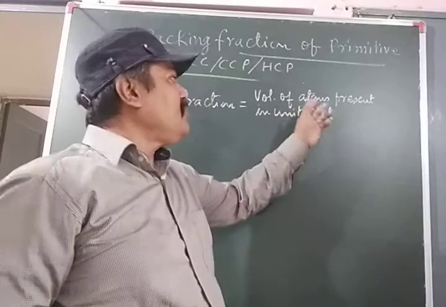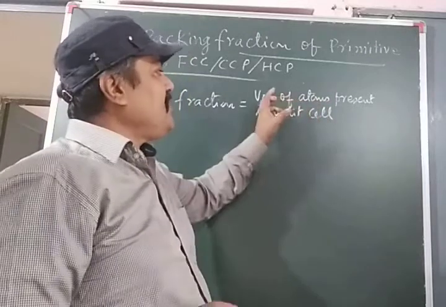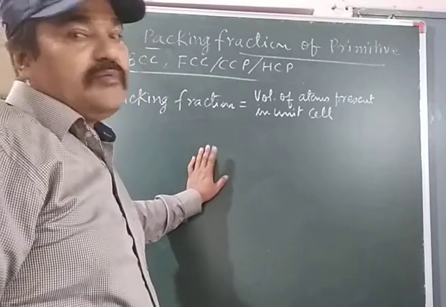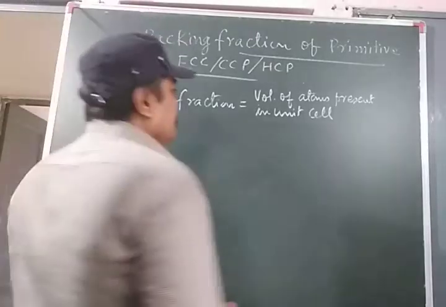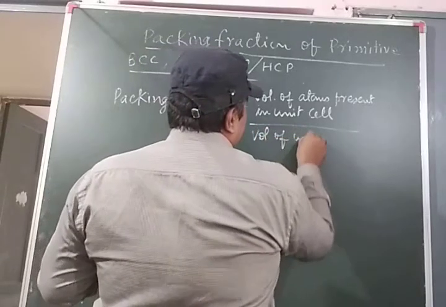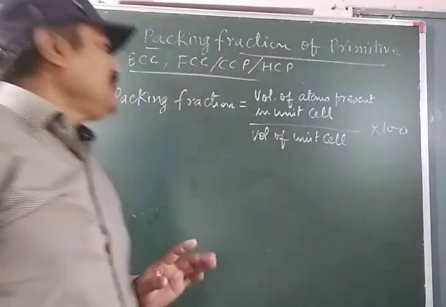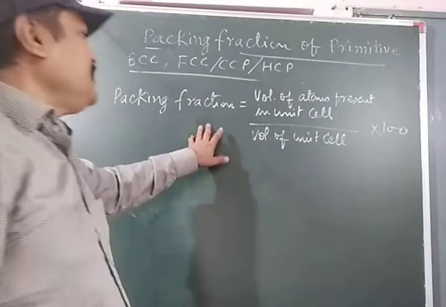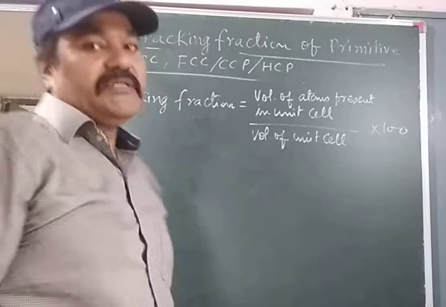So here how can we find out the total volume of the atoms? So volume of one atom multiplied by the total number of atoms present in the unit cell. Okay, that is the value of Z. Z is the total number of atoms present in unit cell, divided by the volume of unit cell, and this ratio is multiplied by 100. So this percentage is known as the packing fraction, or you can say the volume of the unit cell which is covered by the atoms present in the unit cell.